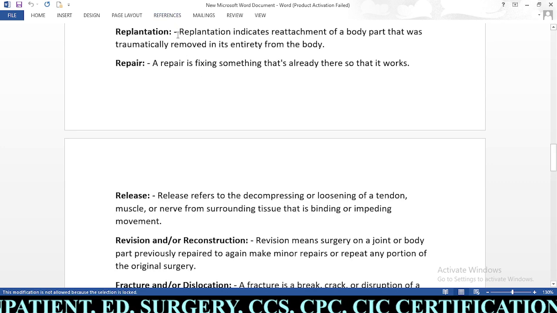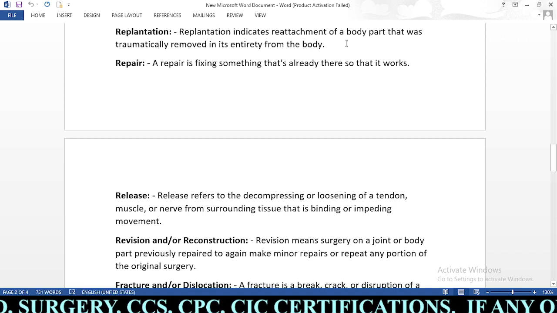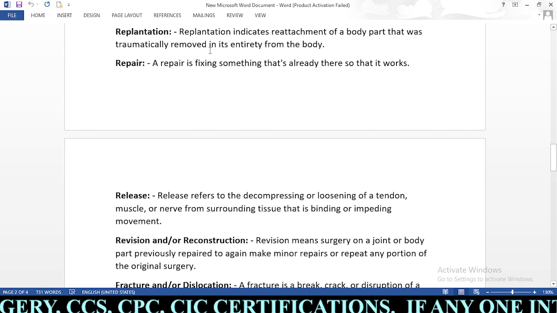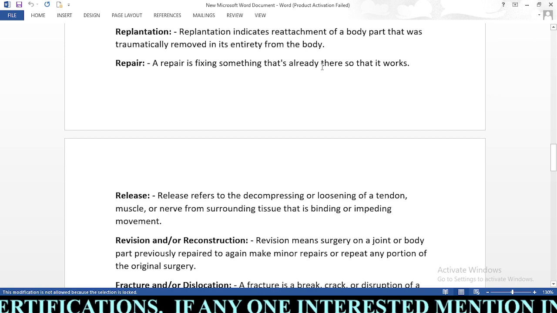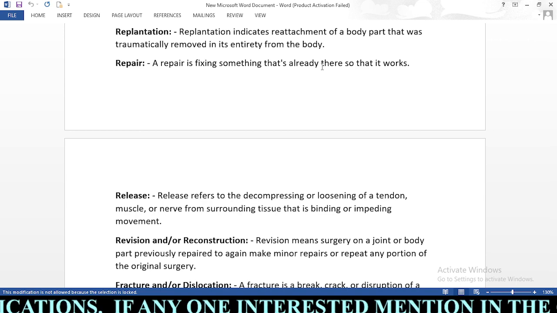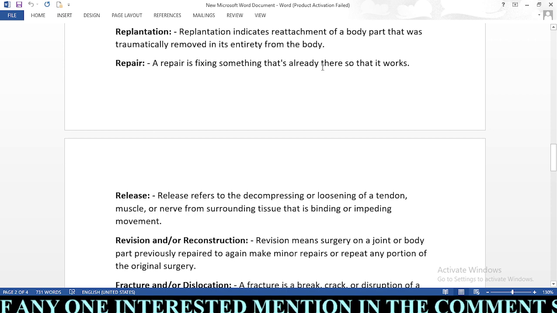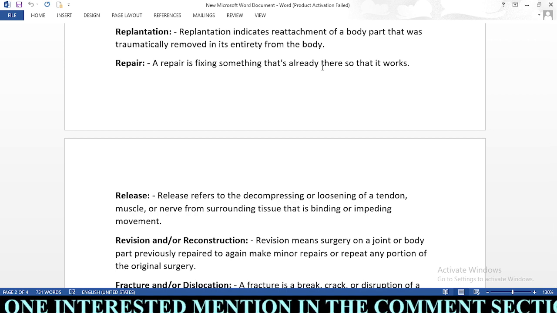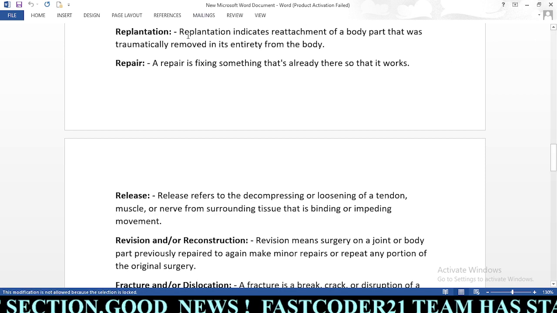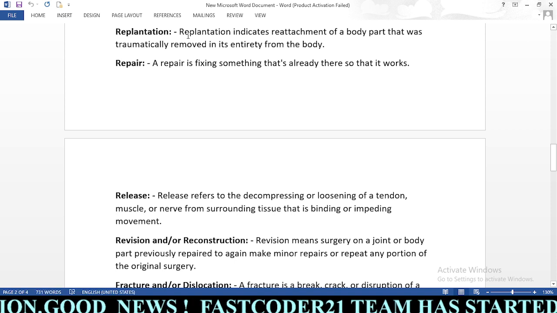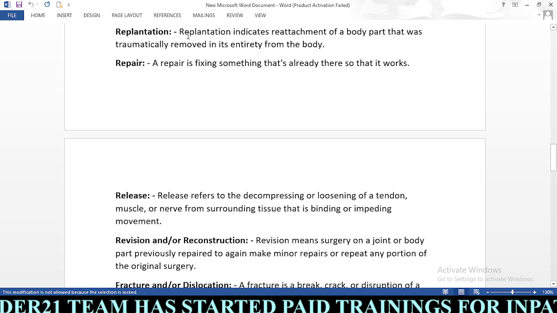Next one is replantation. So what is replantation? Replantation indicates reattachment of a body part that was traumatically removed in its entirety from the body. So basically it is the process of reattachment. Whenever there is a trauma, because of which someone loses a body part, using the replantation technique, the physician will reattach that lost body part to the body.